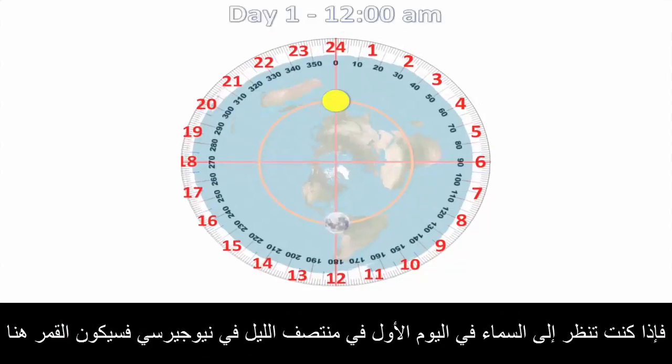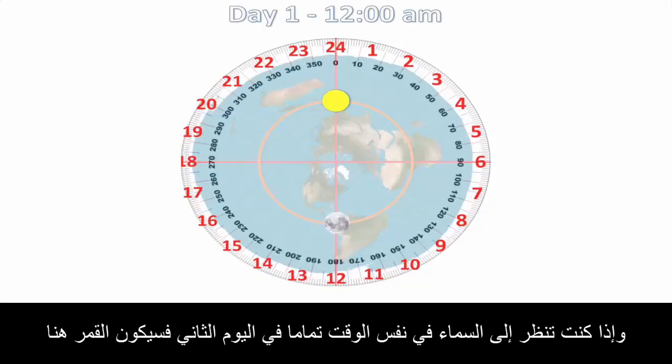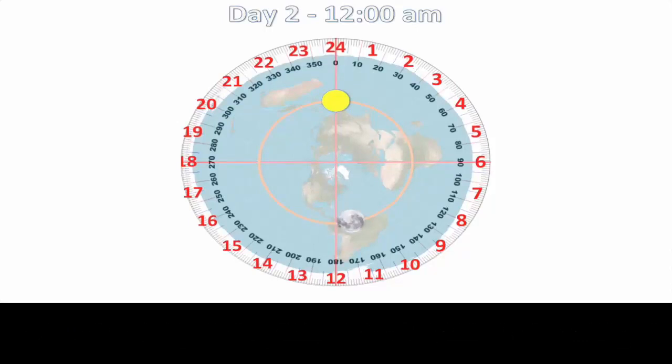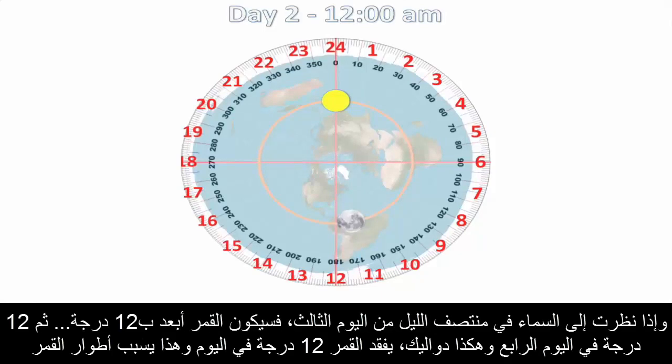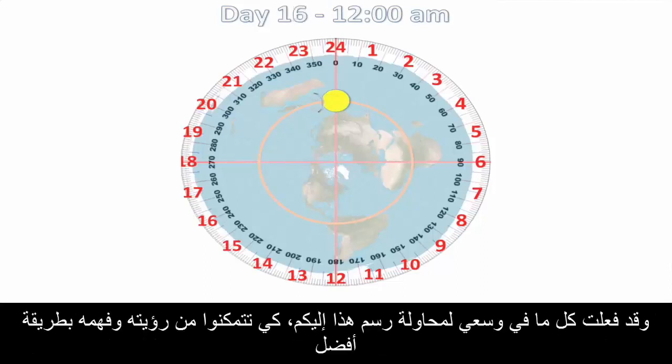So if you were to look up at the sky on day 1 at midnight in New Jersey, the moon would be here. And if you were to look up at the sky at the exact same time on day 2, the moon would be here. It's lost 12 degrees. It's 12 degrees further to the east. And if you were to look up at the sky at midnight on day 3, the moon would be 12 degrees further, and 12 degrees further, and so on and so forth. The moon loses 12 degrees per day, and this causes the phases of the moon. And I did my best to try to animate this for you so you could see it and understand it better.